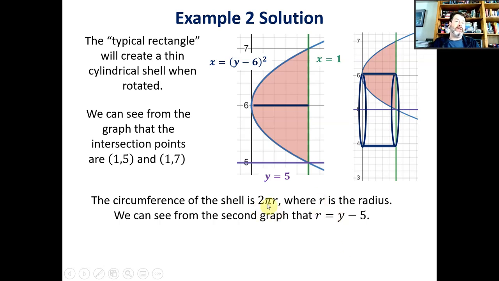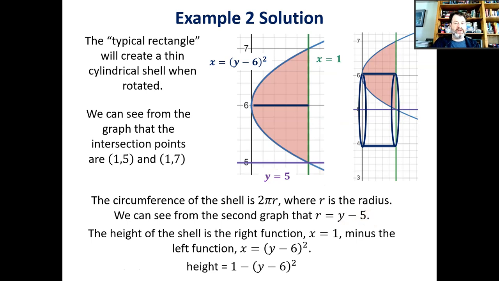So instead of thinking in big grand formula terms, break it into its individual sections. Circumference, height, thickness. Just think of the circumference as 2 pi r. Look at the sketch, look at your graph, and just try to figure out what is the radius of this circle that's the base of this cylinder, right? Well, it's top minus bottom. The top is given by the y-coordinate. The bottom is the line y equals 5, so it's y-coordinate minus 5, so we get y minus 5. And we already talked about the height of the shell. It's right minus left, so it's 1 minus the quantity y minus 6 squared. This stuff takes a lot of practice.